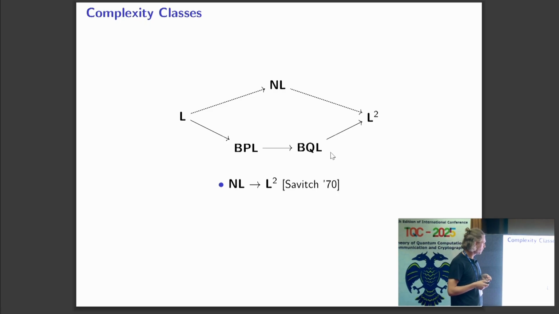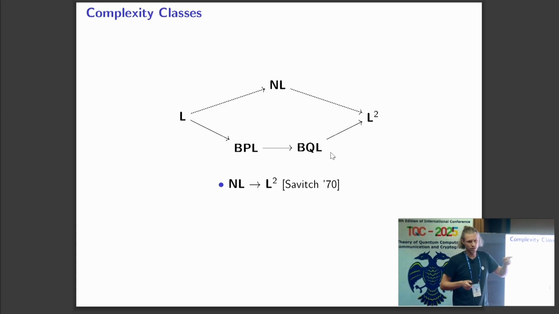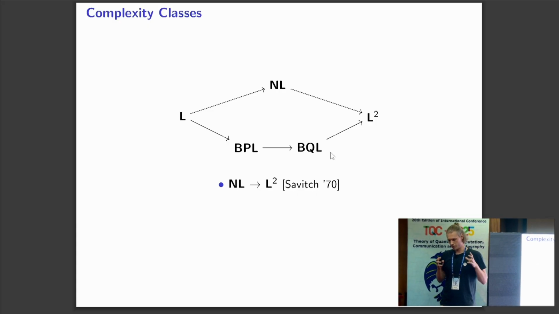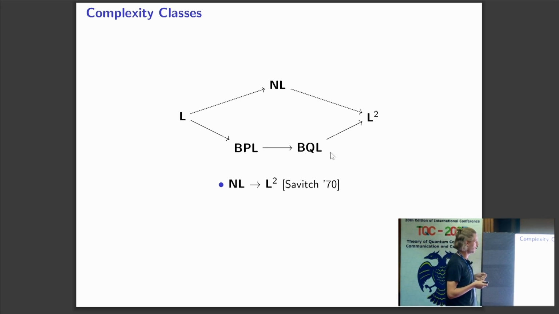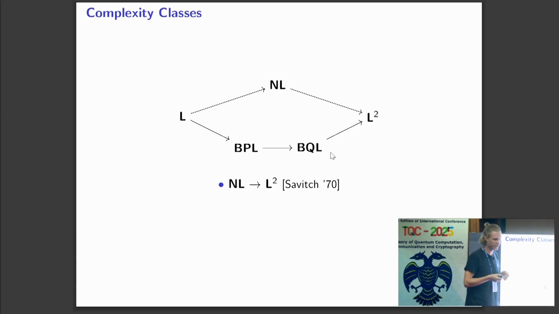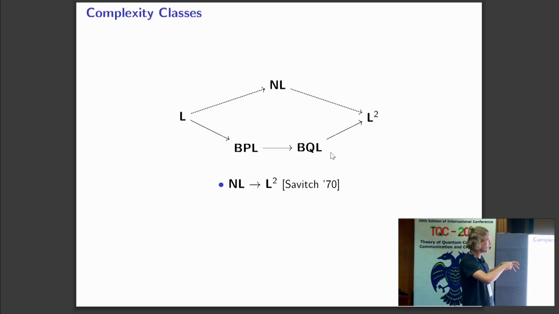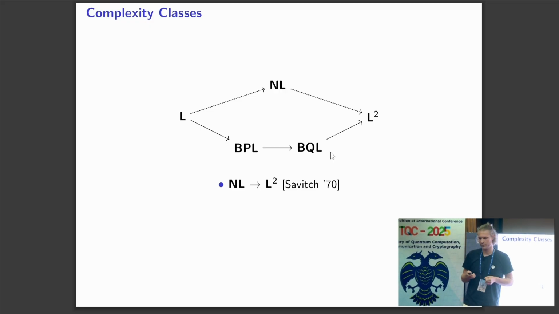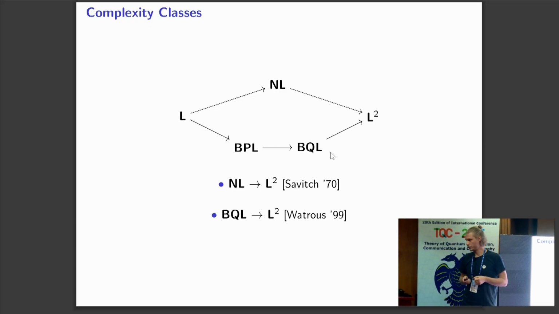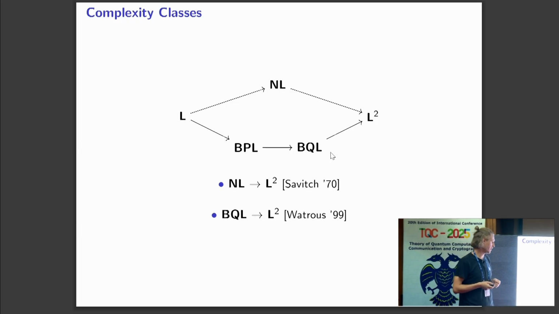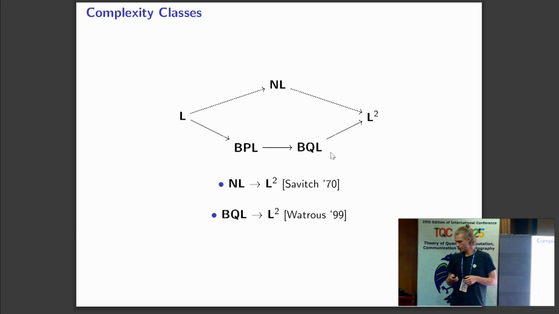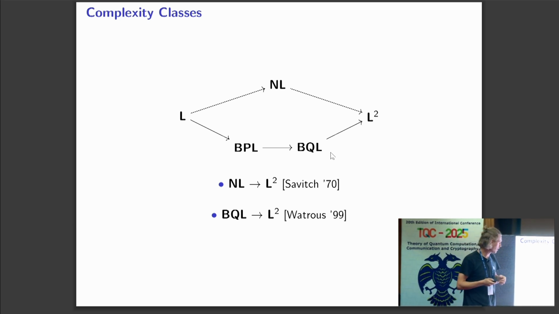More non-trivial is the following result, that is that NL is in L squared, where L squared is the same setup, except that you're allowed to use log squared many bits of memory. Okay? So this was a very surprising result in that it seems that as soon as you allow log squared space, then we can solve all the other problems here. Okay, so NL is in L squared. This was proven by Savage in the 70s. A different non-trivial result is that BQL is in L squared, which was proven by Watrous in 99. Okay, so this is the diagram you want to keep in mind.